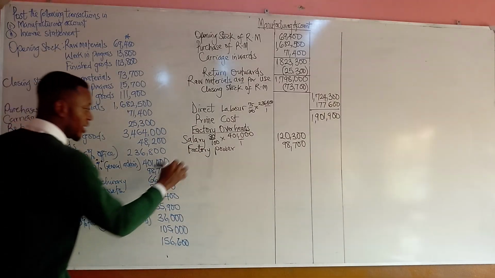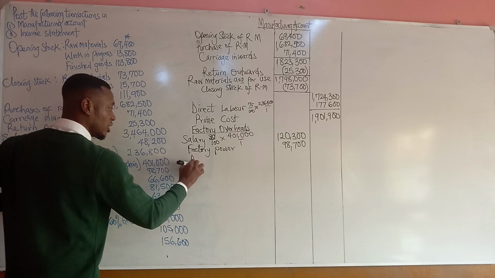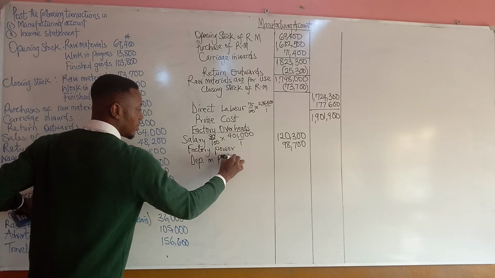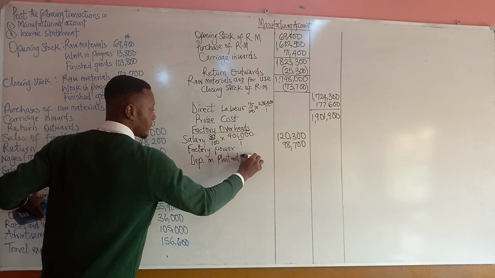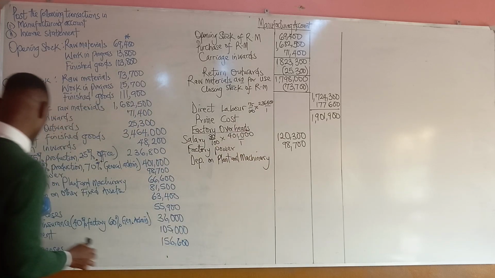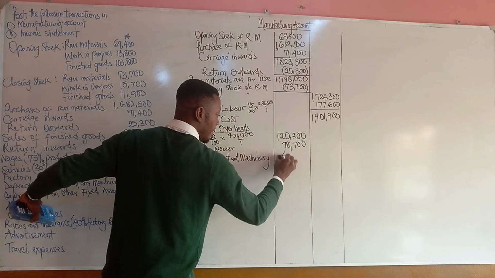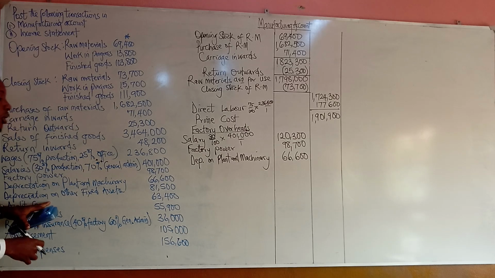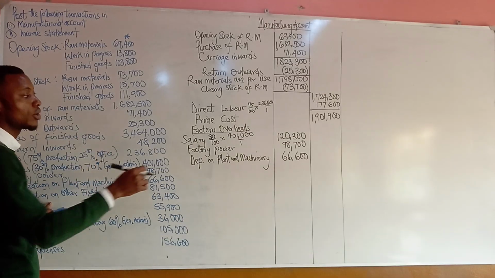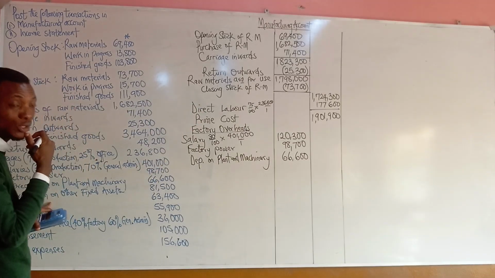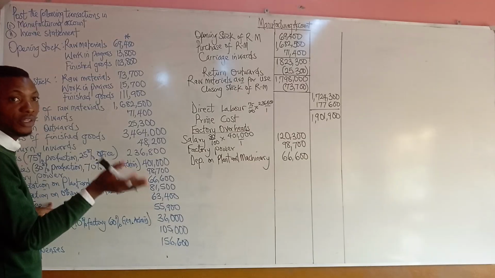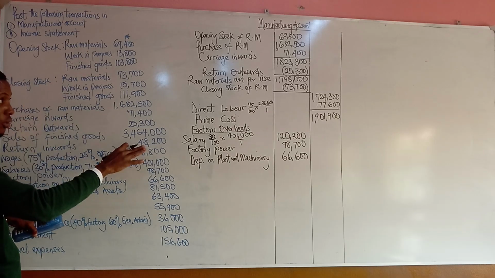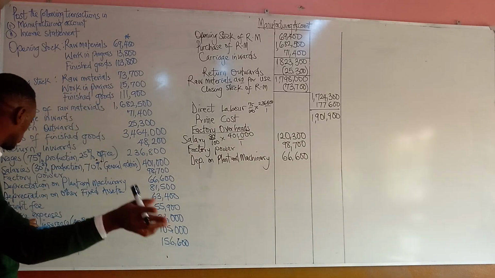Depreciation on plant and machinery. Okay, this goes straight. Depreciation on plant and machinery, 66,600. Okay. The depreciation on other fixed assets. Other fixed asset is not recorded in the manufacturing account because it has to do with finished goods, conveying finished goods and other things used in the office. Audit is performed on finished goods, not on manufacturing. Office expenses goes to the office.